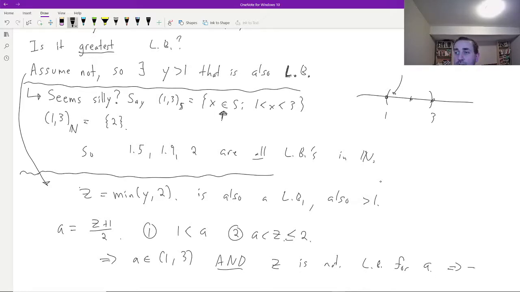So we've derived a contradiction. We assumed that y was a lower bound that was bigger than 1. We found another lower bound that was bigger than 1, z, and then we checked, actually, z is not a lower bound for this element a of the open interval. So that's more or less how we do these sorts of calculations. And of course, we've done this little averaging trick a few times at this point. So hopefully you can see that it's a useful tool for dealing with these types of basic questions.